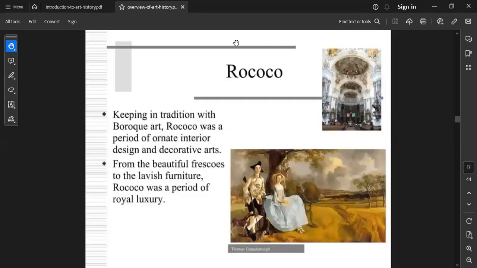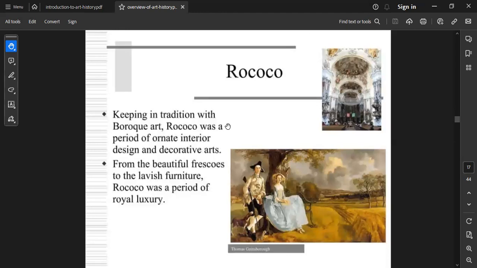Then we have something called the Rococo. Again, Italy was the motherland of this particular theme. So in Rococo, you'll find that, keeping in tradition with Baroque art, Rococo was a period of ornate interior. So this is one way of identifying it.